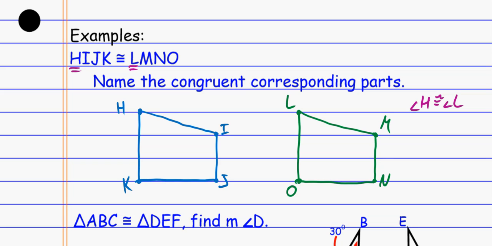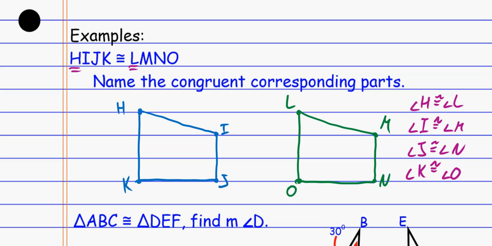Okay? Likewise, I and M are in the same spot, so I and M are congruent angles. And then J and N are in the same spot, so J is congruent to N. And then K and O, all right? And so, again, just looking at the name of this thing, I can match up all these pieces, or I could draw it and then start matching up the pieces, okay? That's in terms of the angles.